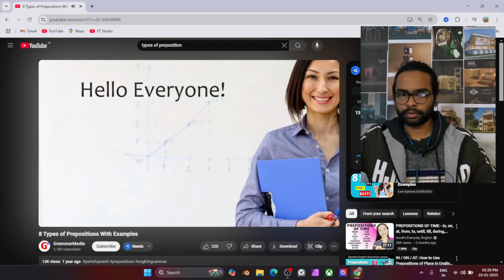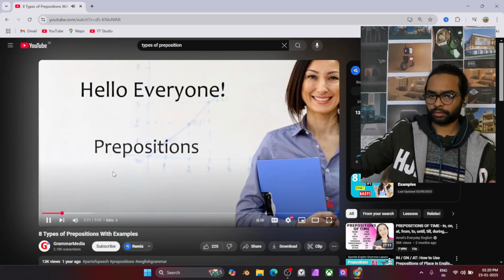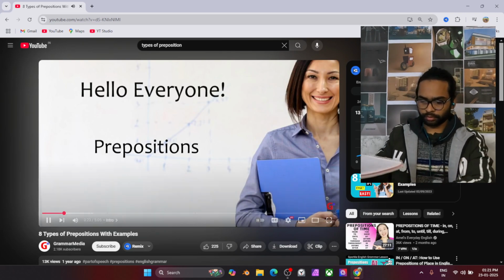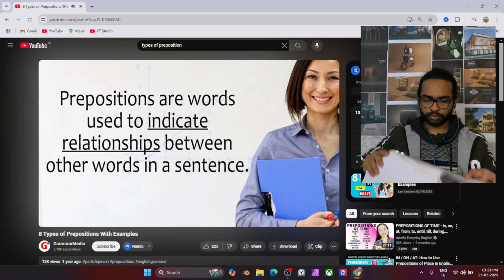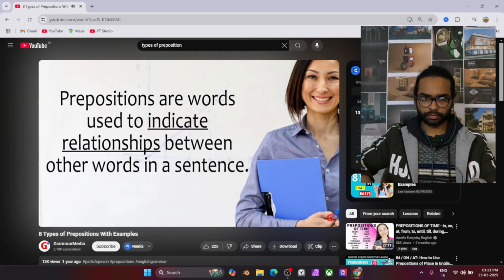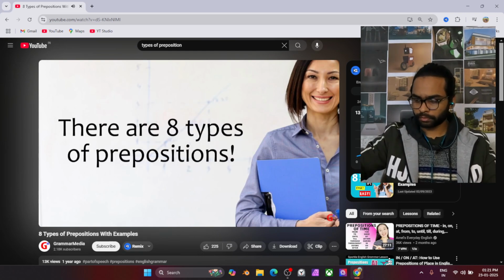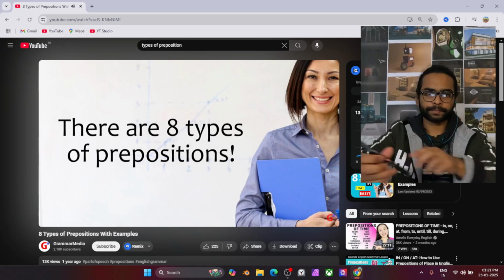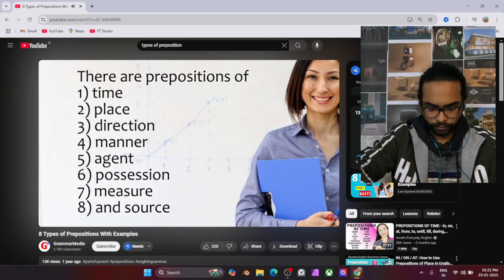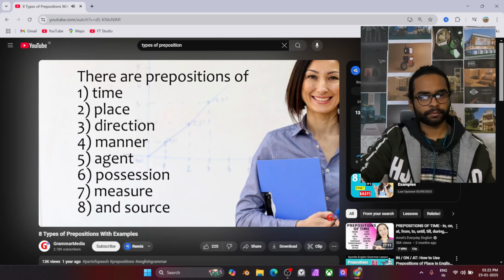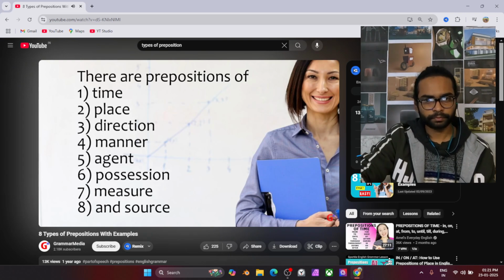Hello everyone. Today I'm going to talk to you about prepositions. Prepositions are words used to indicate relationships between other words in a sentence. There are 8 types of prepositions. There are prepositions of time, place, direction, manner, agent, possession, measure, and source. Let's look at each of these types of prepositions and see how they are used in sentences.